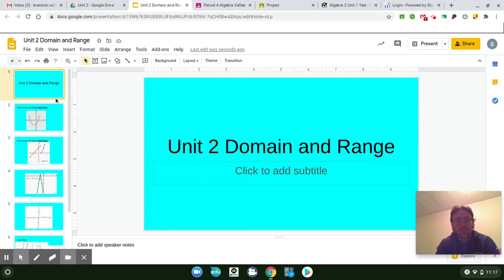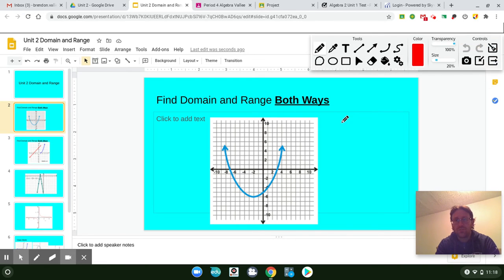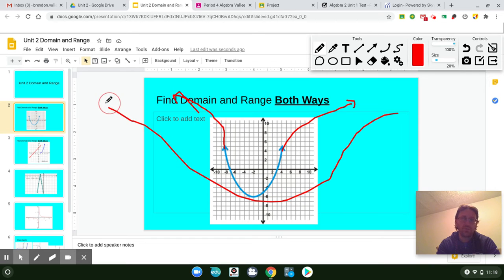Okay, if we're looking at this graph right here, domain is the X, range is the Y. Okay, so if you look at this graph, these arrows mean it goes up forever, but it also goes left forever. It also goes right forever. So it's never going to stop. It's just going to keep going and going. It's never going to stop left to right. Okay, so the domain is all real numbers.